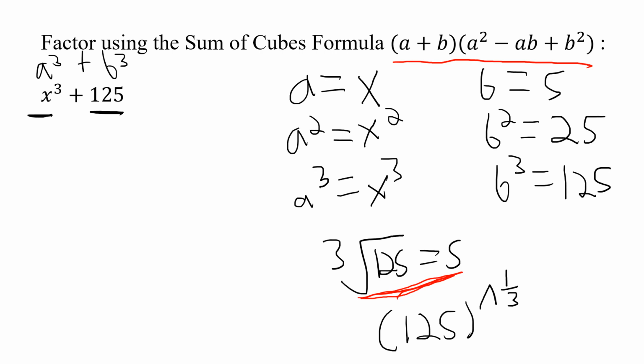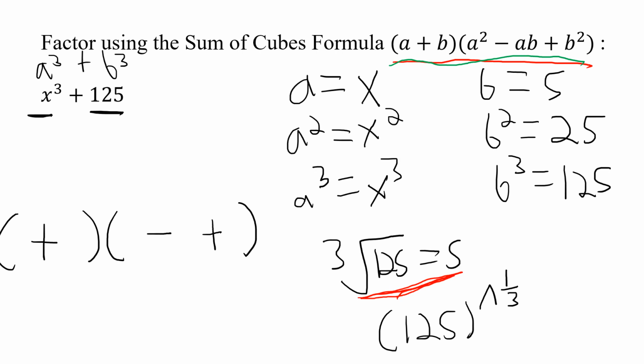All right, so now that we have all of this information, we're going to plug it back into our formula. Our formula, again, is up here, underlining it in green now: a plus b times a squared minus ab plus b squared. So let's set up our parentheses. We're going to have an a plus b, and then an a squared minus ab plus b squared. Why don't we go ahead and put our signs together? The sum of cubes formula says our first sign is a plus, our second sign is a minus, and our third sign is a plus.